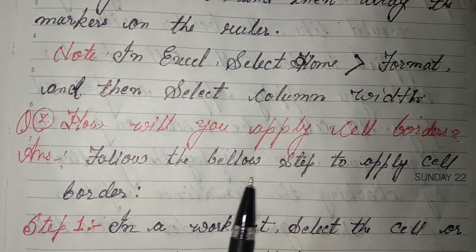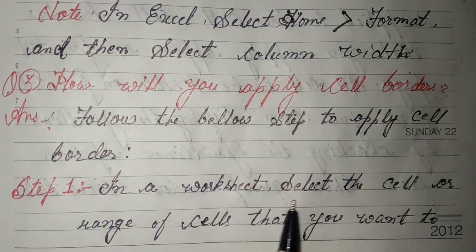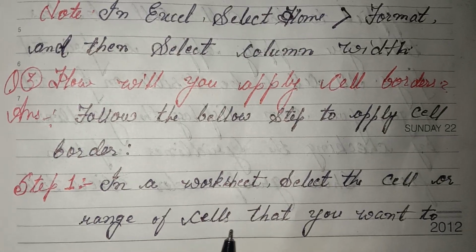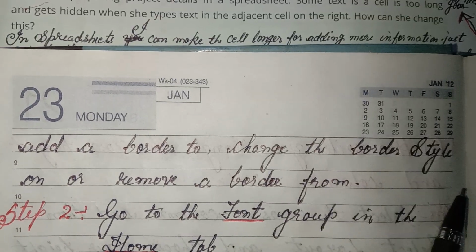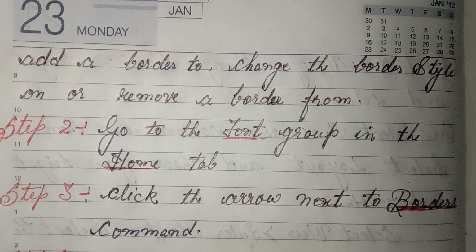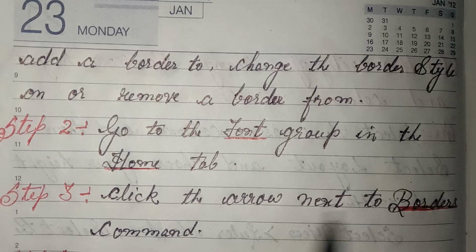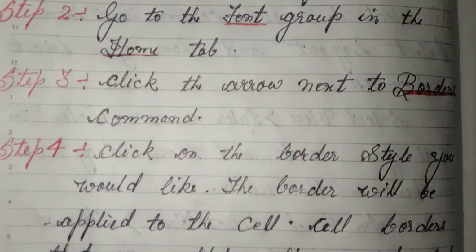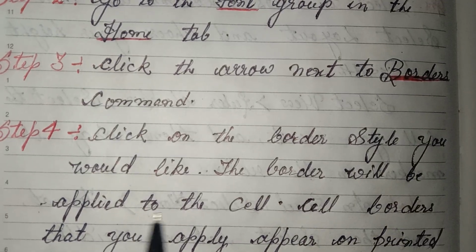Third question, how will you apply a cell border? Answer: follow the steps below to apply a cell border. Step 1, in a worksheet, select the cell or range of cells that you want to add a border to, change the border style of, or remove a border from. Step 2, go to the Font group in the Home tab. Step 3, click the arrow next to the Border command. Step 4, click on the border style you would like to apply to the cell.